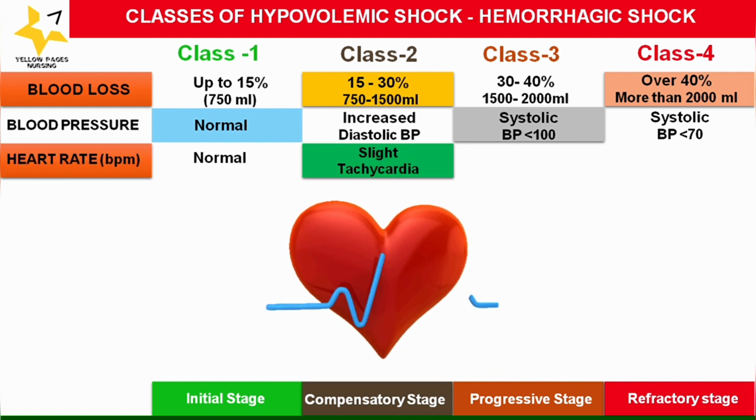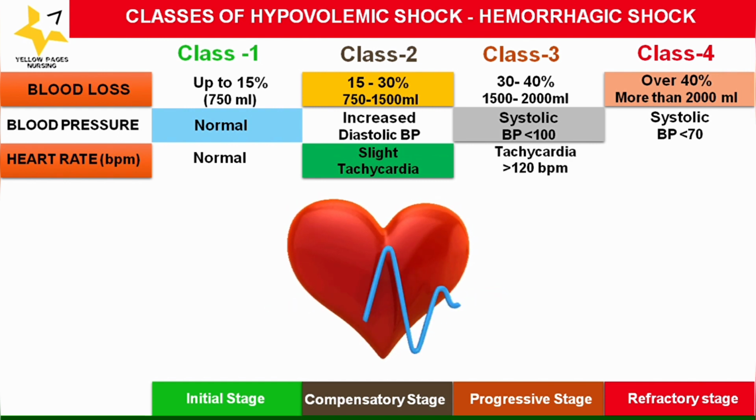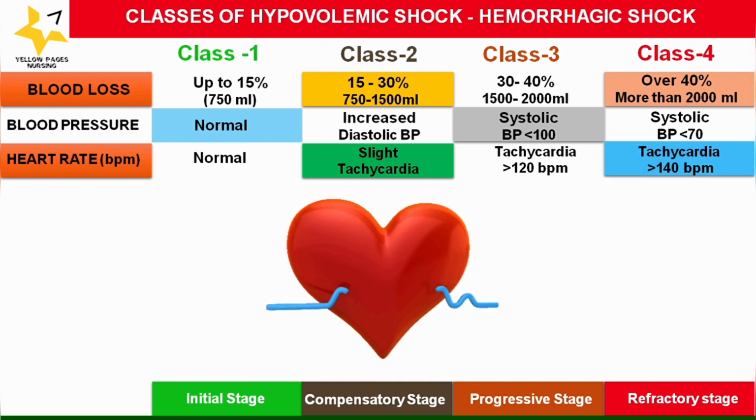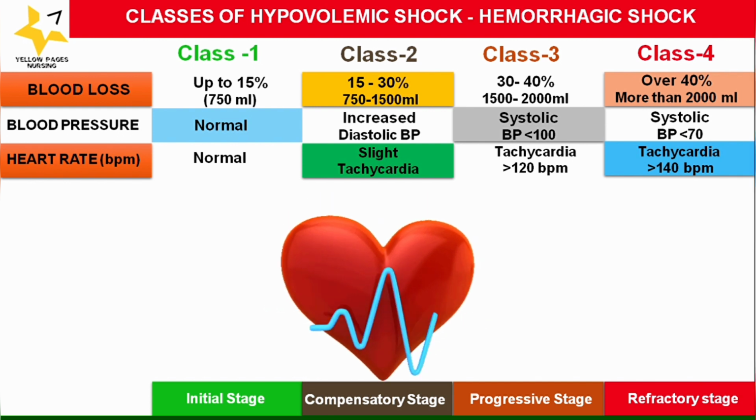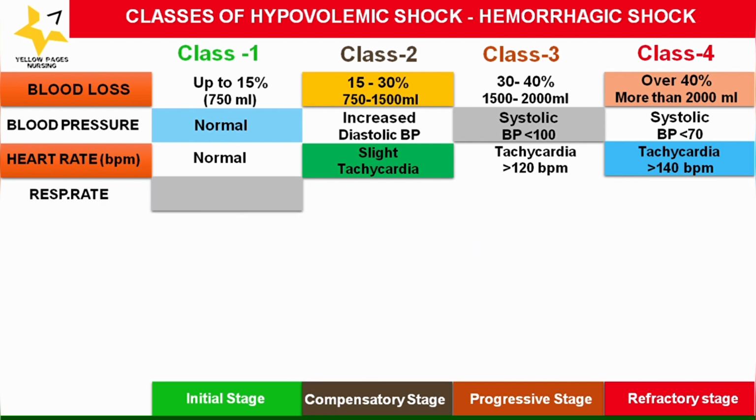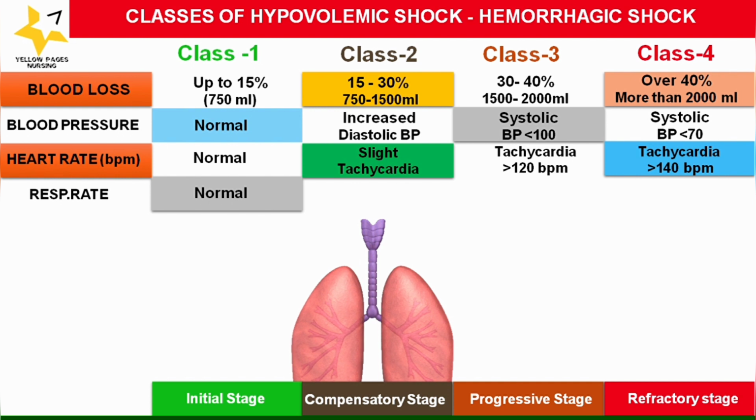Slight tachycardia is present in class 2 category. Tachycardia more than 120 beats per minute is seen in class 3, and tachycardia more than 140 beats per minute is seen in class 4. Next comes respiratory rate, which is normal in class 1, increased in class 2. Tachypnea more than 30 is seen in class 3, and extreme tachypnea is present in class 4.